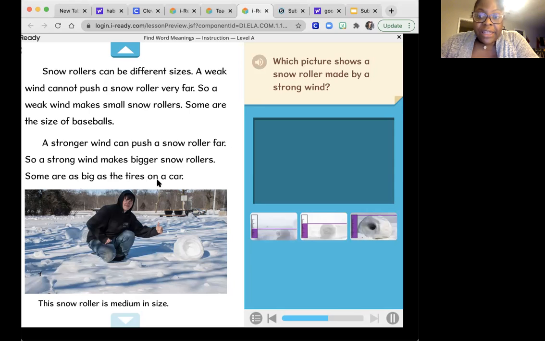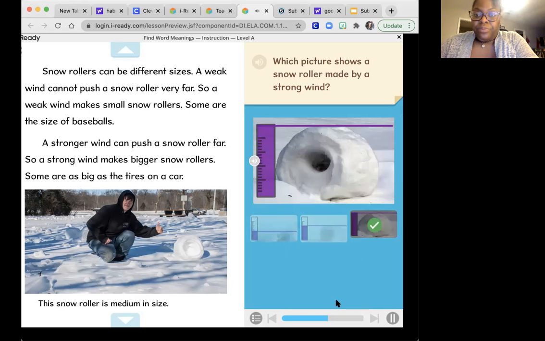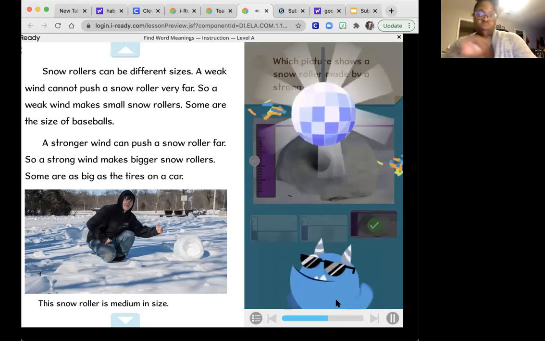Some are as big as tires. So let's look at this. This looks like a small, medium, and this looks like a big one. Correct.